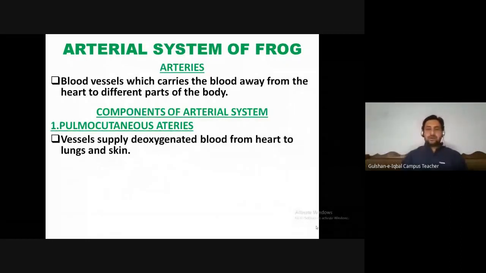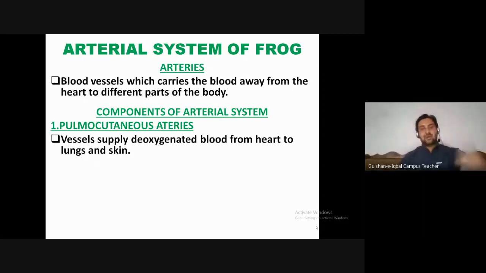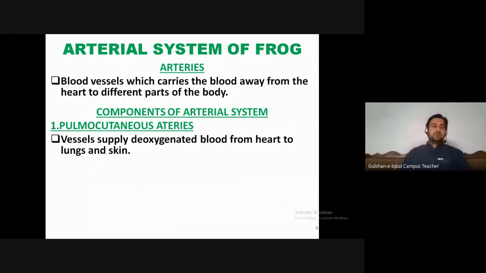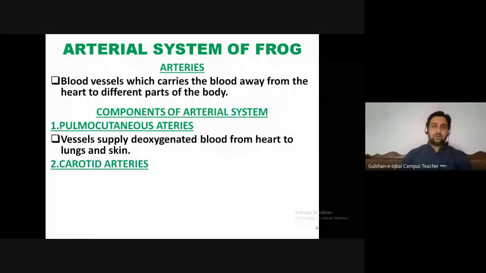To take out carbon dioxide out of this blood and make this blood oxygenated, the palmocutaneous artery is carrying this blood right from the heart to the skin and the lungs. And we know in the skin and the lungs, respiration will take place, oxygen will diffuse in, carbon dioxide will move out. In this way, the blood will become purified. Okay? So palmocutaneous artery.